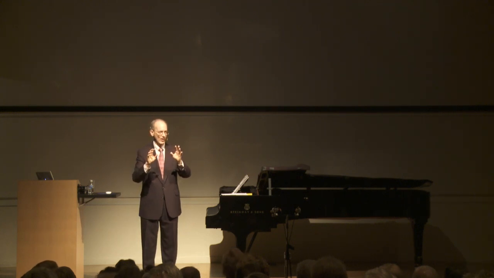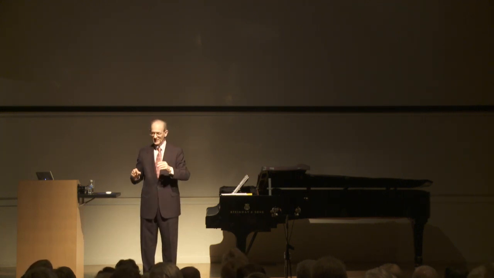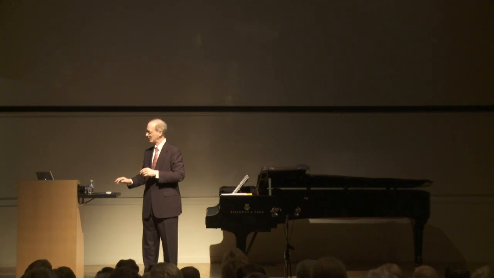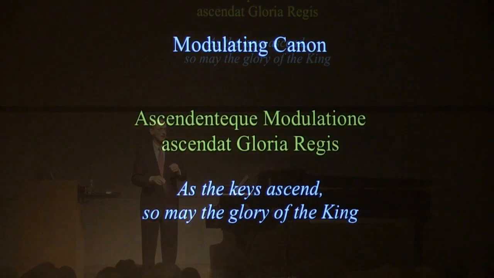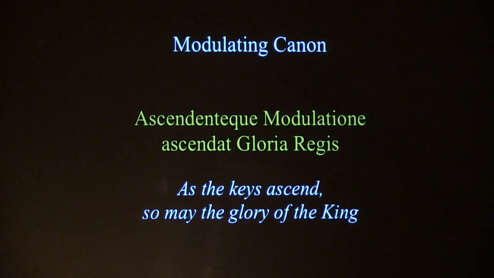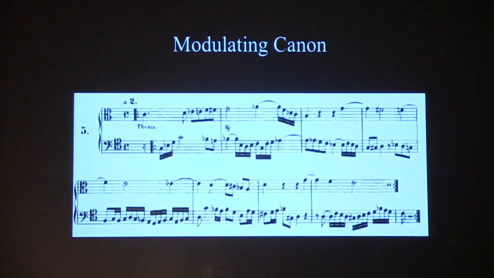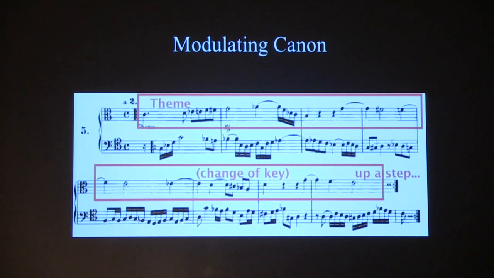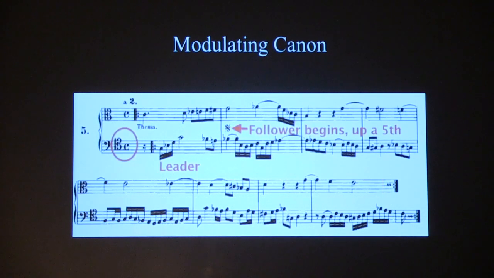One of the more interesting ones to me is called the modulating canon. And he includes a little message in Latin to the king, which is, "As the keys ascend, so may the glory of the king." And you see this image, it looks like a two-voice piece, but it's actually three. The top line is the theme in an ornamented version. The bottom line is the canon, and again, it's a puzzle canon, so he gives us various hints.